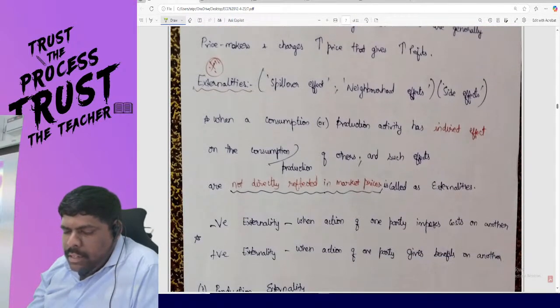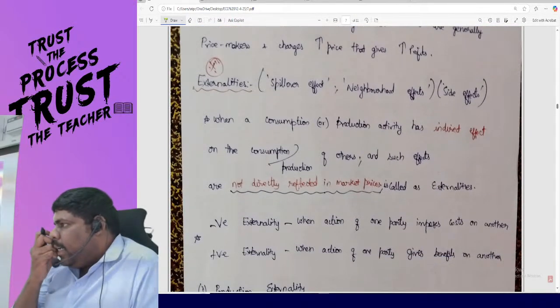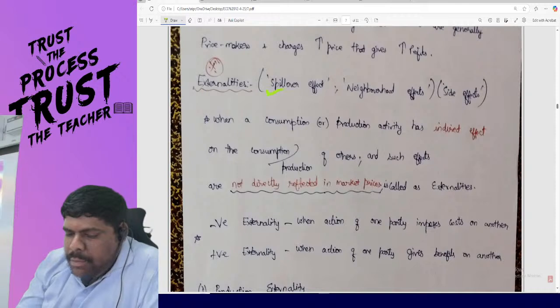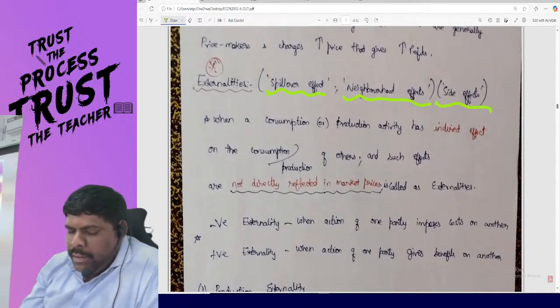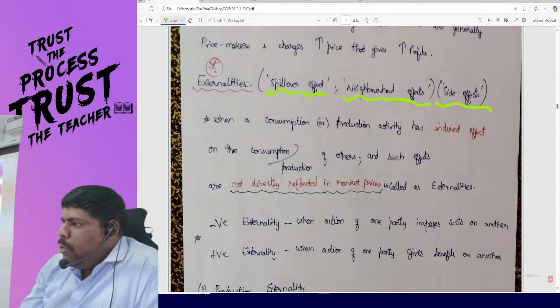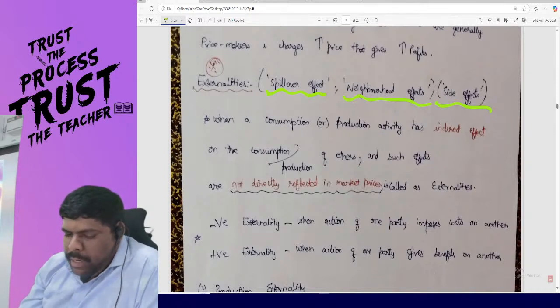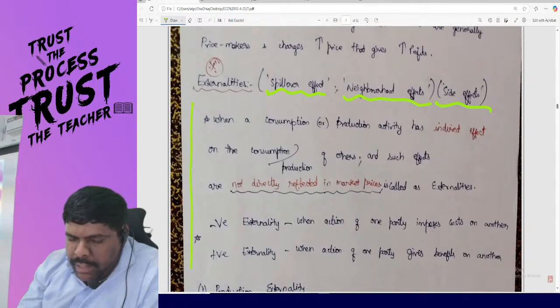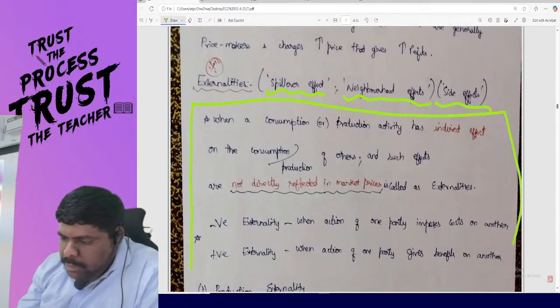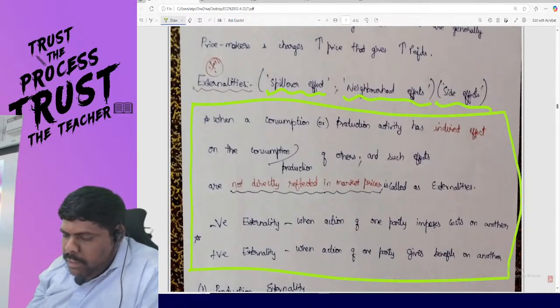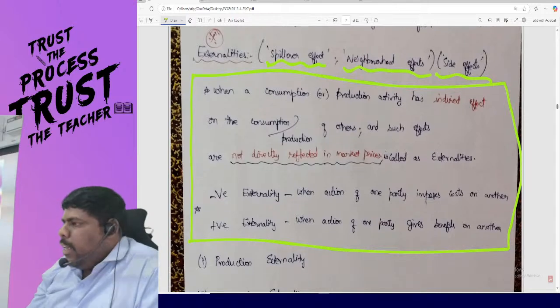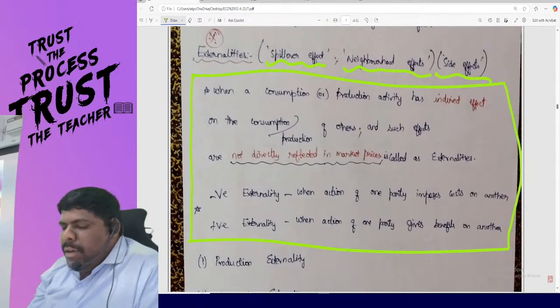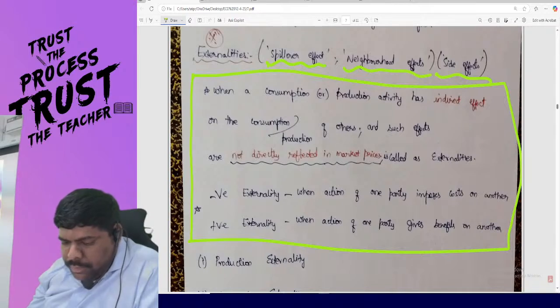Then comes the second one, externalities. It has three other names: spillover effect, neighbor effect and side effects. It might look difficult to recollect, but make sure you write this entire five lines. Take some three or four minutes and write these five lines. You look sleepy. Take five minutes, take a note of this. Make it quick.